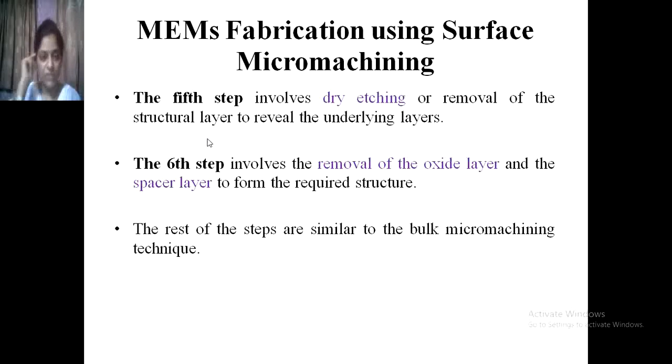So we have seen bulk micromachining as well as surface micromachining, which involve various steps of deposition as well as etching, as well as the formation of one layer on another layer. So these are the two main fabrication processes which are used in micromachining.